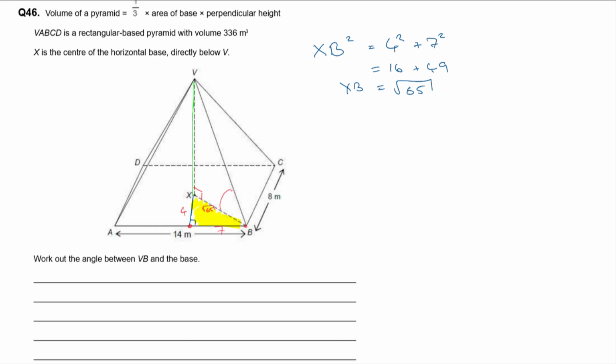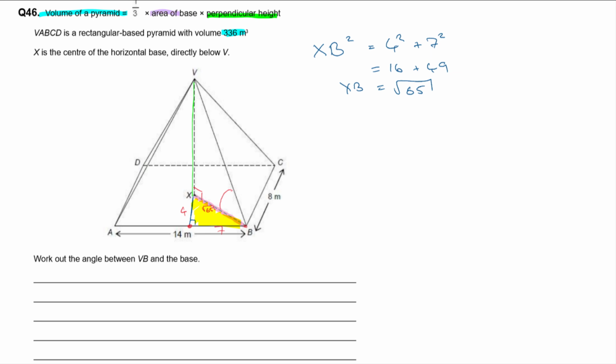Okay, so I found this length. So let's find another thing, and then we can use trigonometry in that triangle to find the angle. Okay, so let's find XV. Now I can do that because XV is the perpendicular height, and I know the volume. The volume of the pyramid was given there, and I can work out the area of the base with not too much problem, can't I?